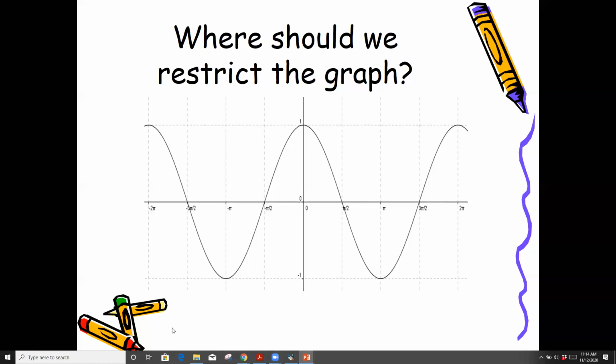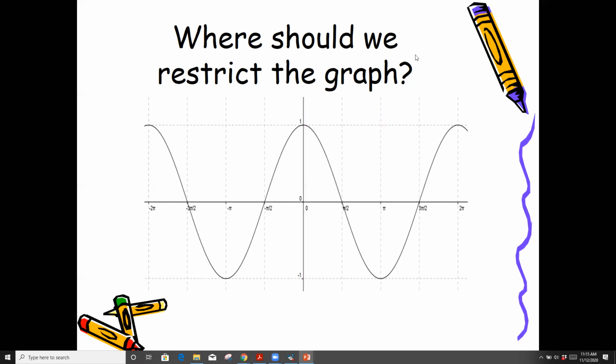So from 0 to pi, if we just use that interval, that's going to pass the horizontal line test because it's always decreasing. It's not decreasing and turning back up like our parabola. So for cosine, we want to restrict that to 0 and pi. So cosine inverse could only equal angles between 0 and pi.